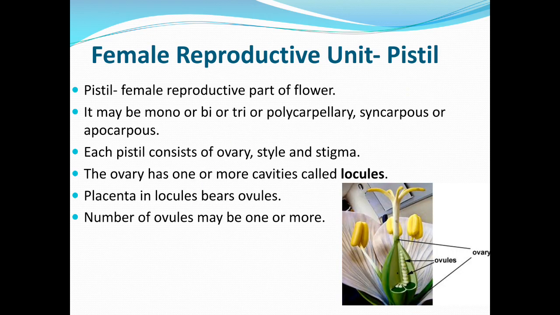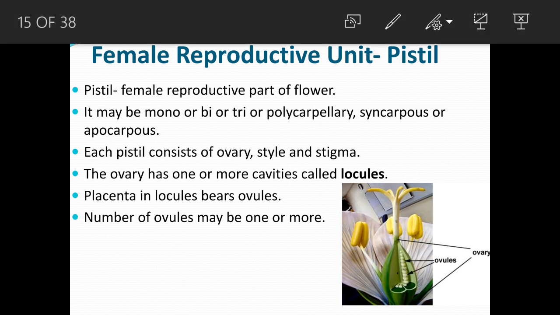Now all these stages we have studied are the pre-pollination events. And now we will study the female reproductive unit. The female reproductive part of the flower is the pistil.